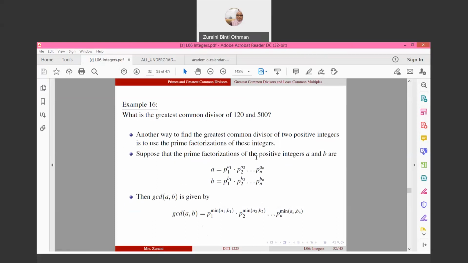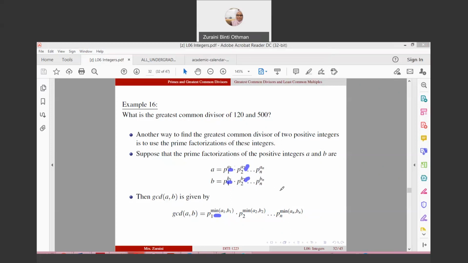Suppose the prime factorizations of the positive integers A and B are given. Okay, so kita boleh senaraikan prime factorization macam yang tadi kita buat contoh yang sebelum tadi, macam mana nak cari prime factorization. So kita senaraikan untuk A dengan B. Okay, bila kita senaraikan, lepas tu kita boleh cari dia punya GCD ialah dengan mengambil minimum value from A1, B1 ni, yang mana minimum kita ambil dia. Okay, for P2, A2 dengan B2, minimum dia yang mana kita ambil dia.